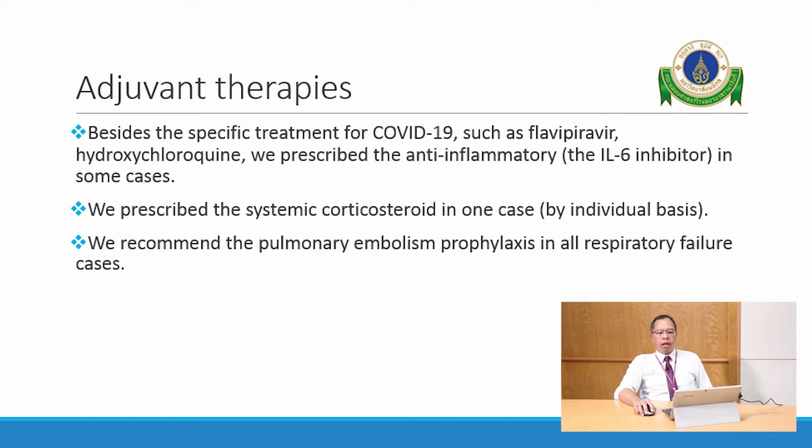Besides the antiviral drugs, there may be a role for adjuvant therapies such as systemic corticosteroid and interleukin-6 inhibitor. In our experience, the interleukin-6 inhibitor may be beneficial in terms of fever, chest X-ray resolution, and gas exchange improvement in some cases. The prevalence of acute pulmonary embolism is quite high in these patients, so all respiratory failure patients should be given PE prophylaxis.